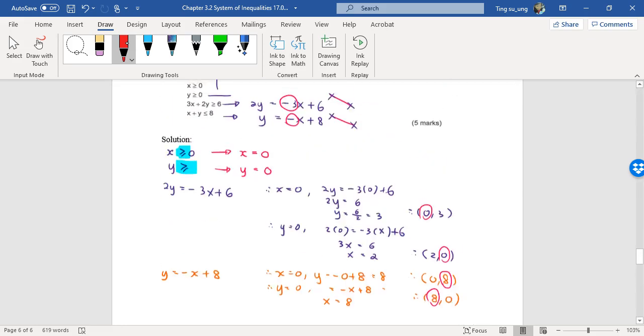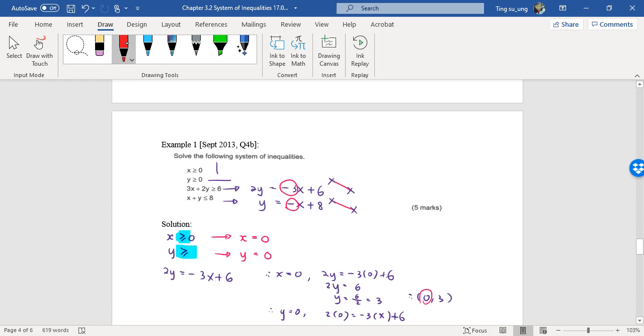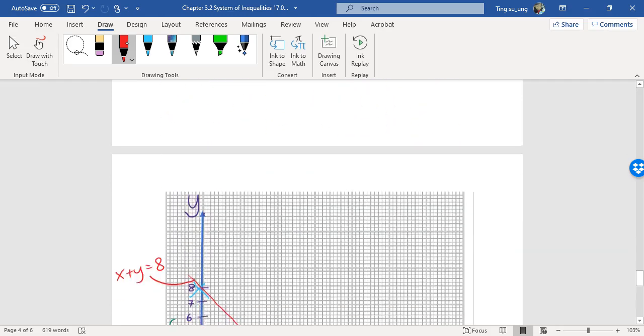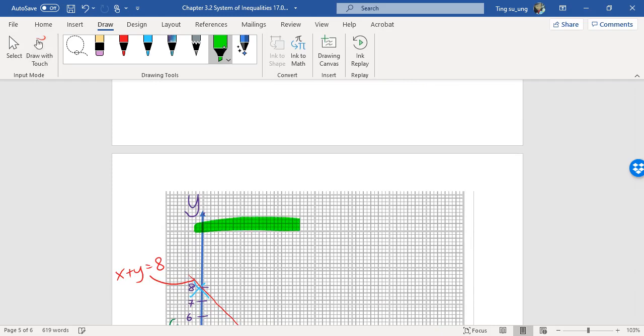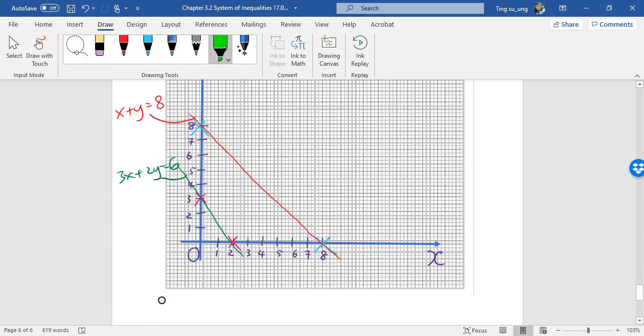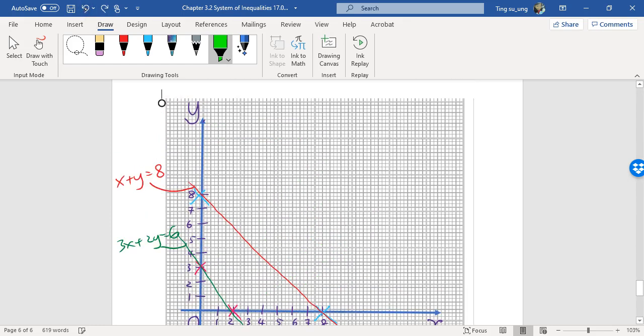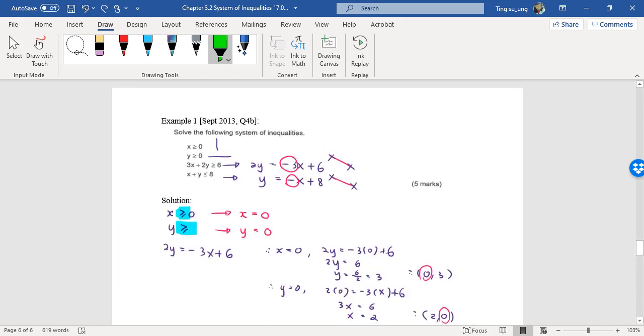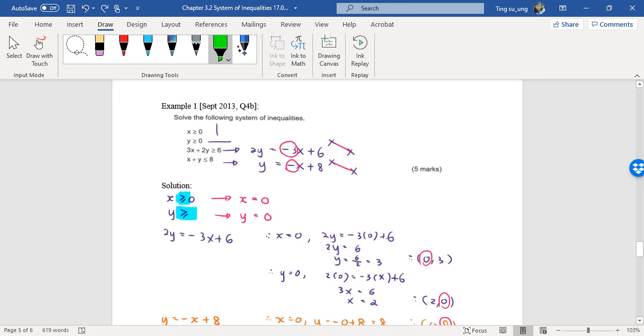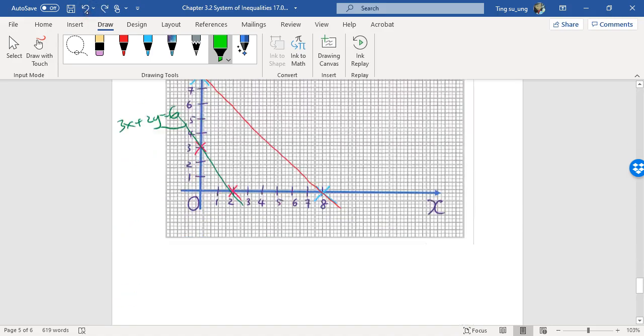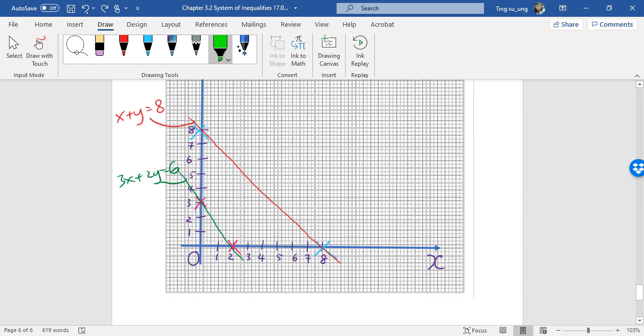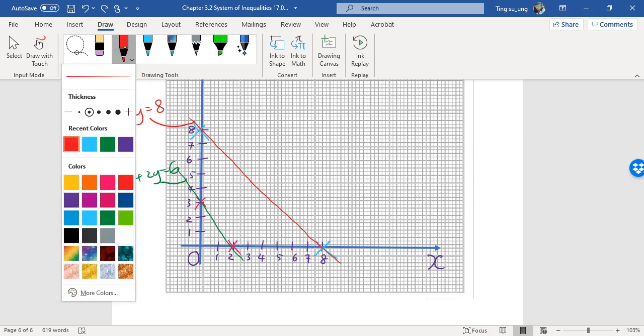Okay, so now let us look at where the shaded region is. So x more than 0, y more than 0. So x more than 0 means above, right? After that, you have x more than 0, so it's this part, right? Then your third equation, you look at the symbol, you have more than, right? More than means going up, going upward.